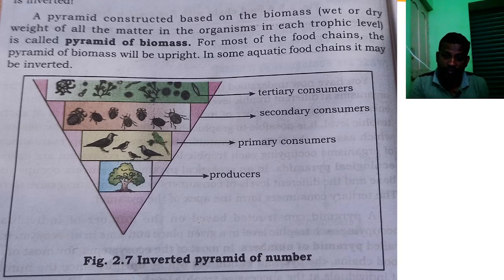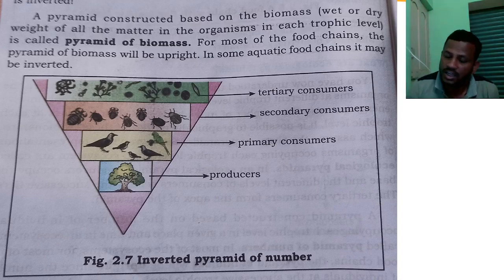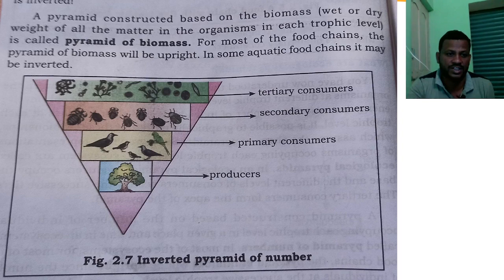Why? Because it begins from the lower region. First, the tertiary consumer. The small algae are present in the aquatic region. These algae are consumed by microorganisms, the small insects present there, known as the secondary consumer, and the insects are consumed by the birds. These are the primary consumers, and the last one is the producer, known as the trees here. This is the inverted pyramid on the basis of the pyramid of biomass.